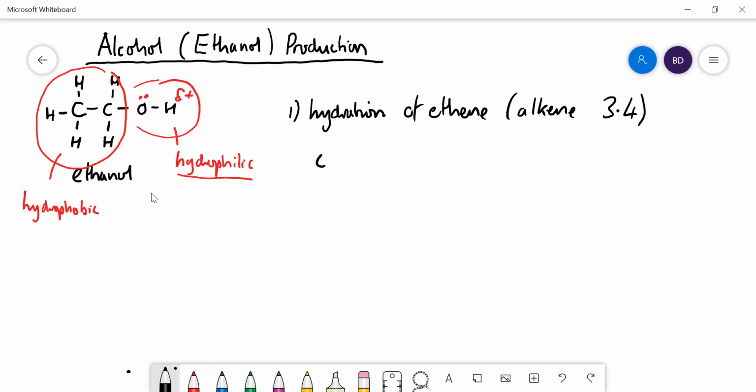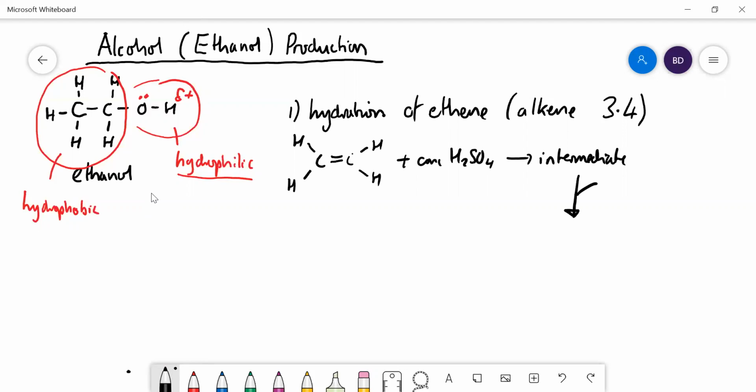If you get ethene, and the old-fashioned way was to react it with sulfuric acid, conc sulfuric acid. You form an intermediate, and then you react that intermediate with water, and you form ethanol, and you get the sulfuric acid back. So that really has acted as a catalyst. So have a look at an earlier video for the mechanism there, which you do need to know.